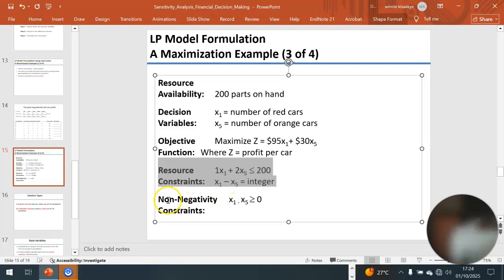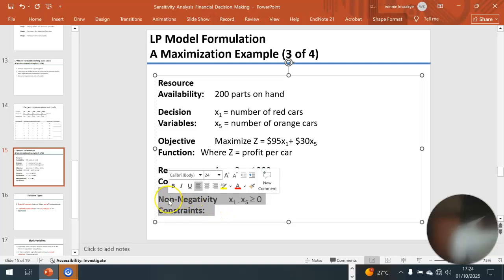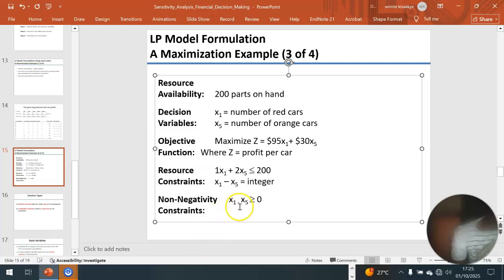As we said, Solver is a non-negativity linear programming tool. There shouldn't be negative variables at all in Solver. That's why we are saying from x1 to x5, this should be greater than or equal to 0. From x1 to x5, this should be integers.